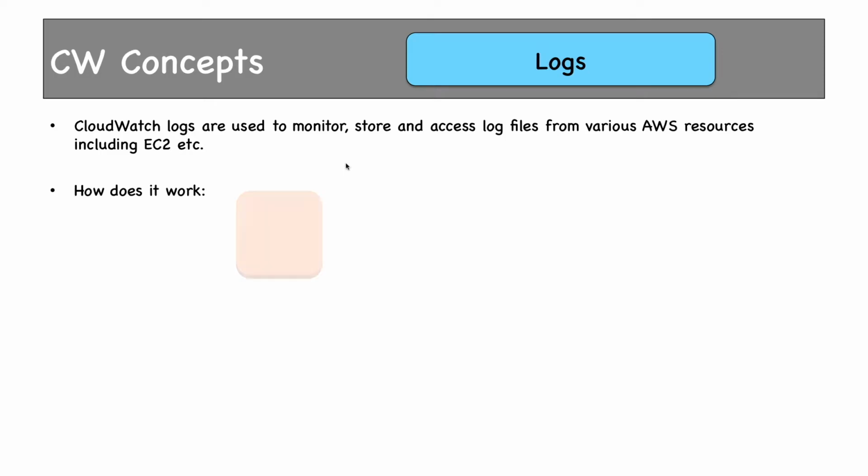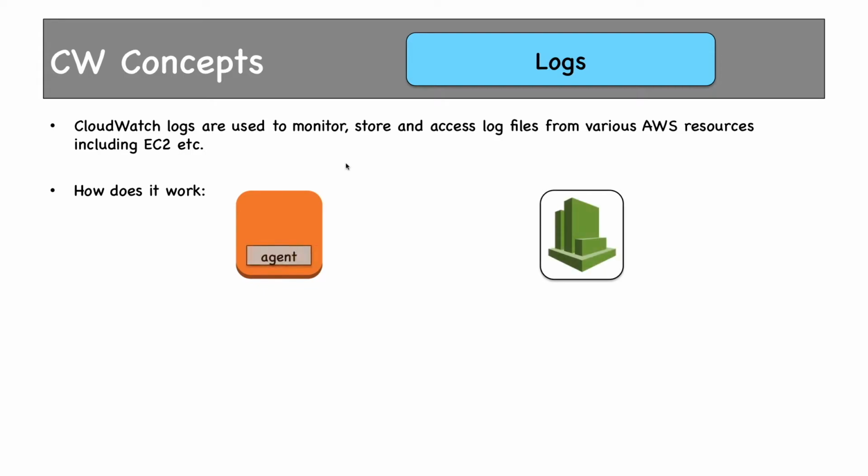How does it work? Here is our EC2 instance, which has an application running inside of it. Suppose the Python application I was talking about. And we have our CloudWatch. An agent needs to be installed inside of the EC2 instance. You tell this agent which application log files it has to monitor, and it will pull all log file data and push it to CloudWatch.